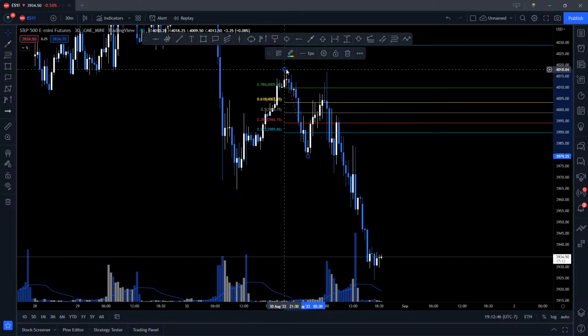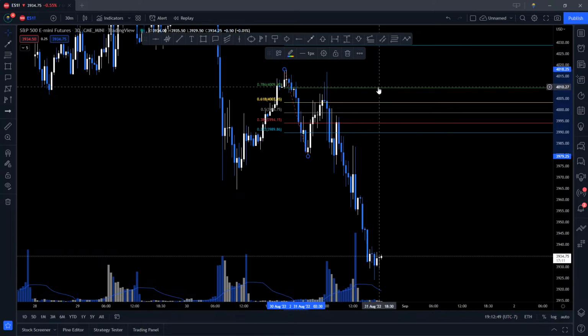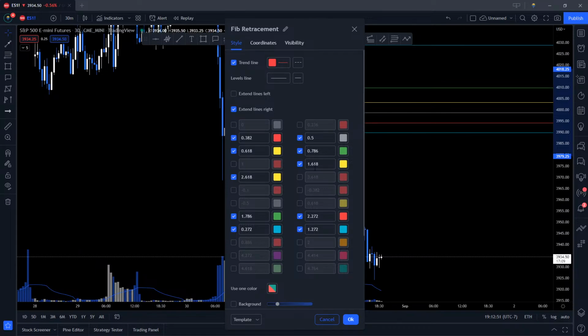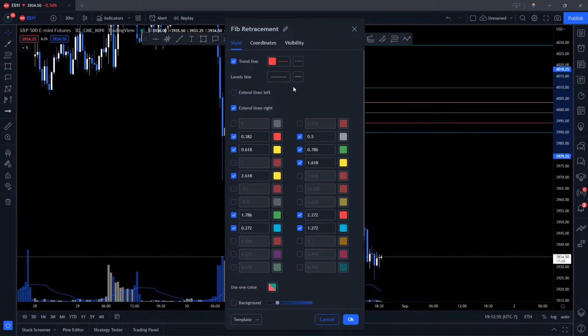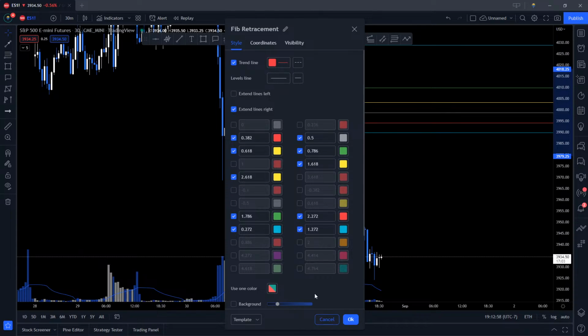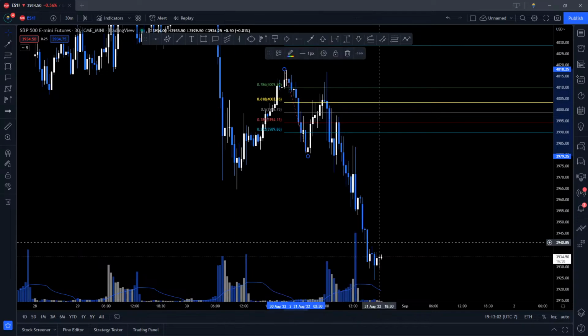So let me just get rid of my fibs. Actually, I'll show my fib levels really quick for anybody that wants to replicate them. Based on what my mentor taught me, Shorty, these are the only fibs that you worry about. So that's that.